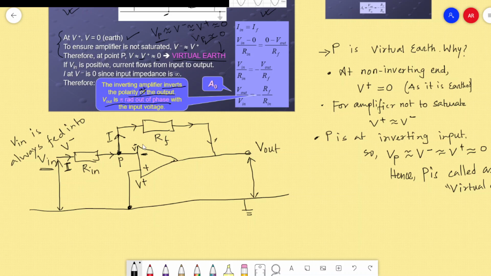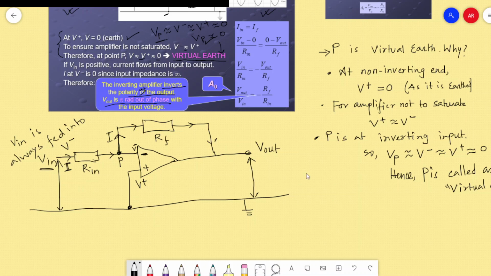Why? Because as we already have seen, the amplifier has infinite input impedance. Can you remember that? The amplifier itself has infinite input impedance. Because of this, it is not going to draw any current inside its circuitry. So no current will go into the amplifier circuitry, and the full current is flowing through the input resistance.